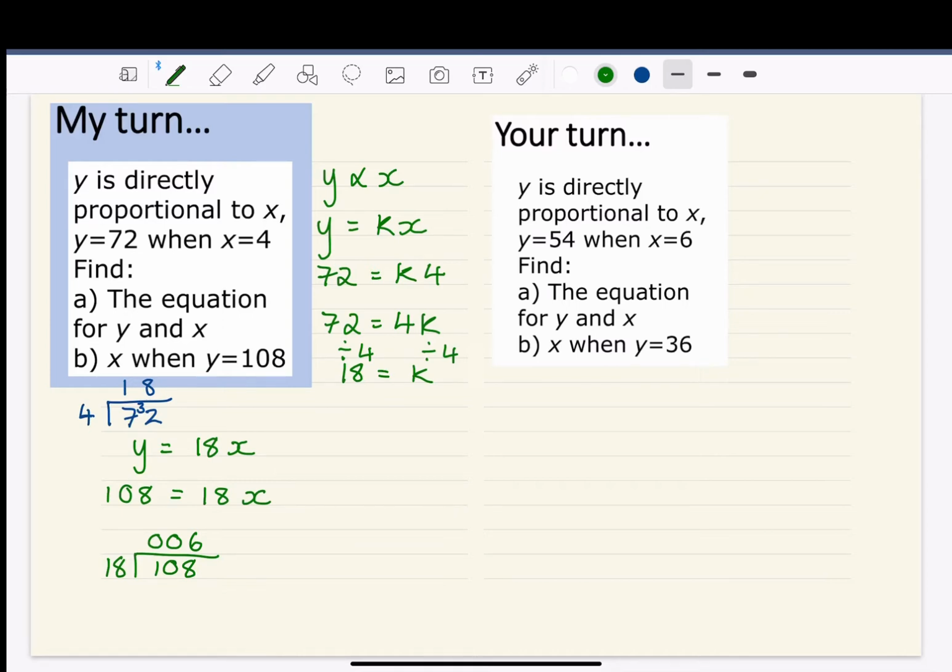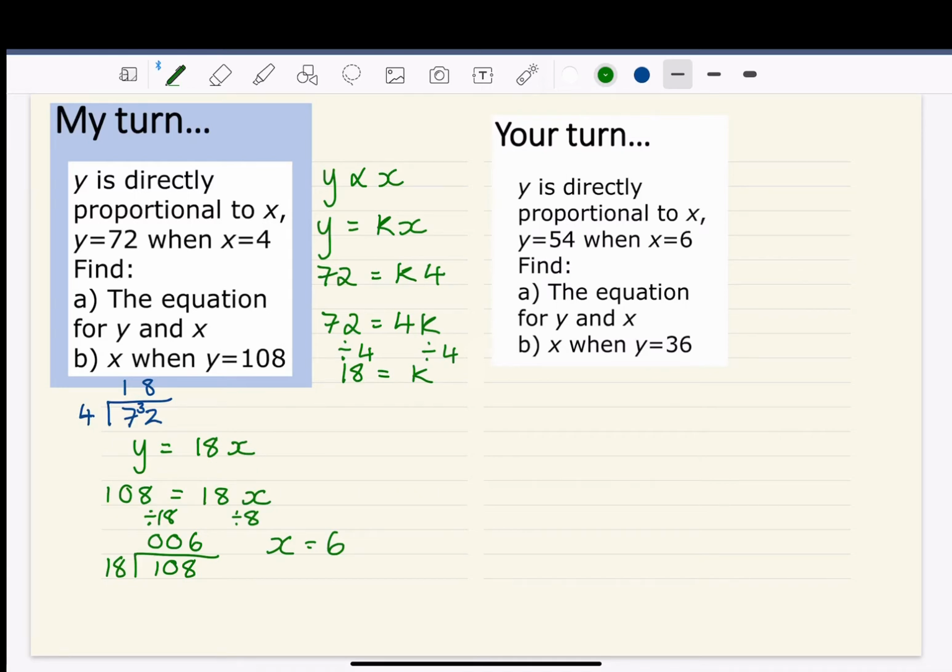Easiest way to think about this is start multiplying by 2. I knew it was going to be less than 10 because 10 times 18 is going to give me 180. So I start thinking that way. Easiest way to do these sorts of things. So now I know by dividing both sides by 18 that x is equal to 6. And that is my part B.